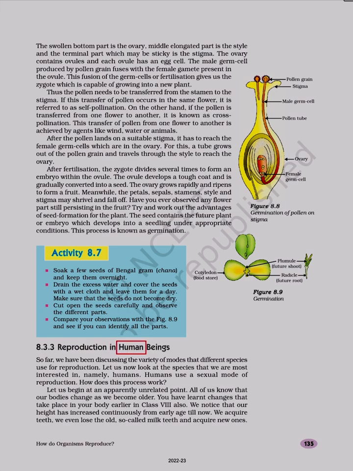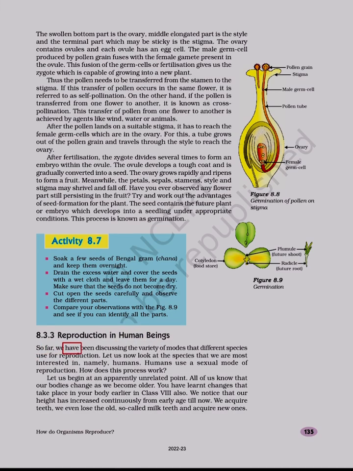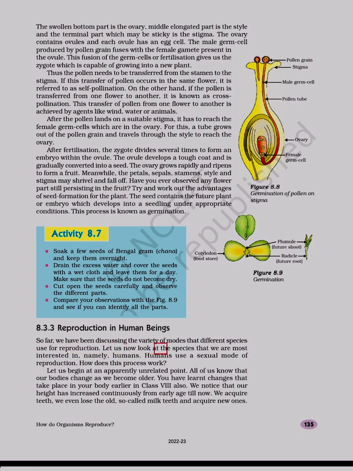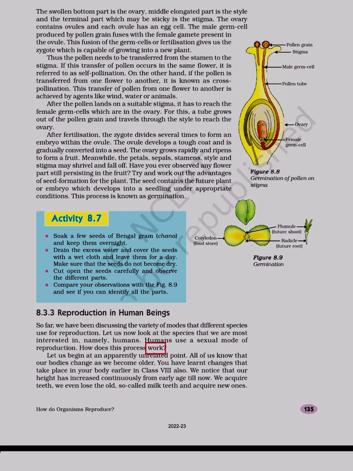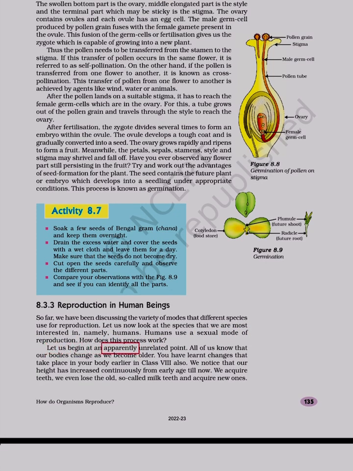8.3 Reproduction in human beings. So far, we have been discussing the variety of modes that different species use for reproduction. Let us now look at the species that we are most interested in, namely, humans. Humans use a sexual mode of reproduction. How does this process work? Let us begin at an apparently unrelated point.